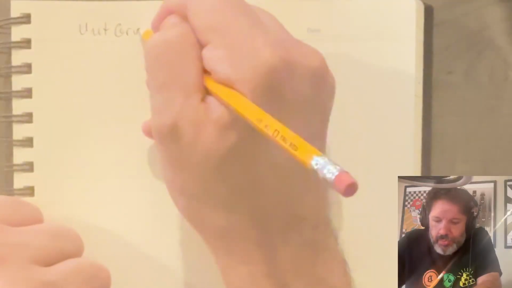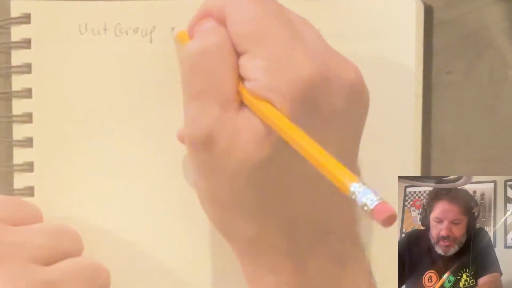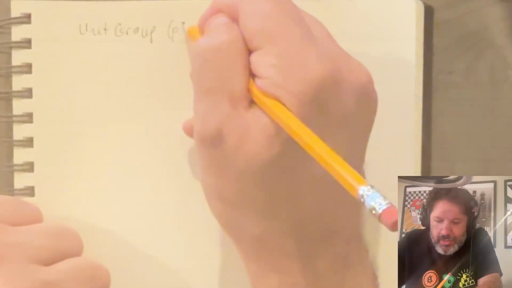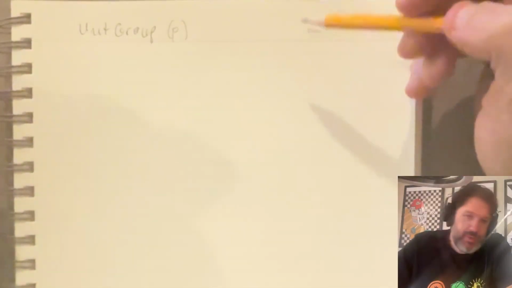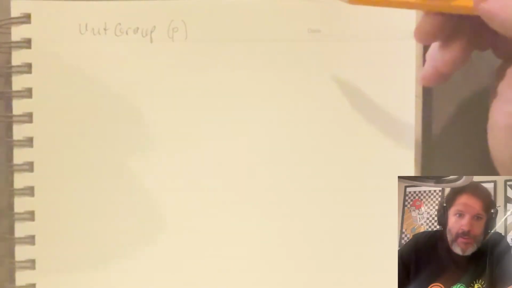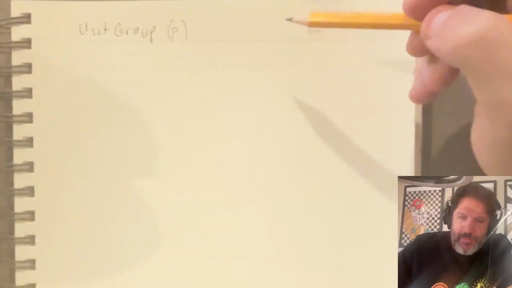And the unit group is defined by the modulo. I wrote P. It actually doesn't have to be prime, but it's cooler if it is. Sometimes it's cooler if it's not. We're going to go through examples of where it is and where it's not. So first of all, the question arises, what is a unit?